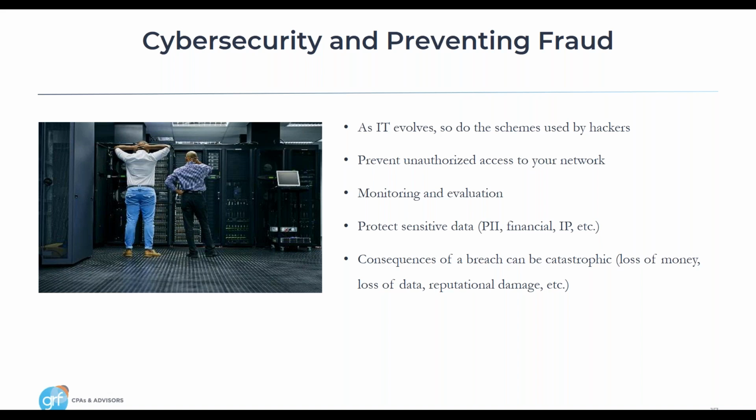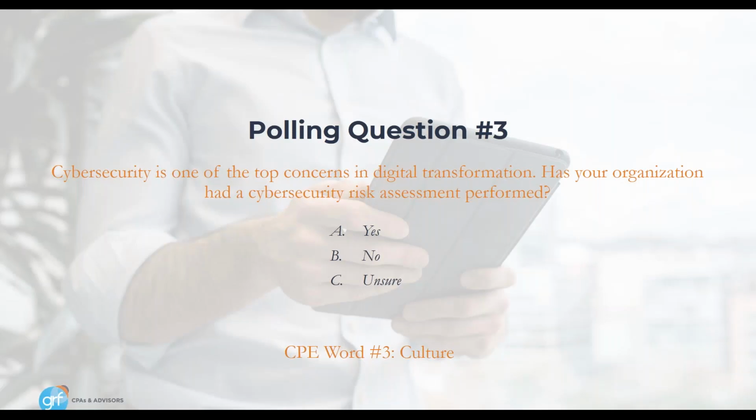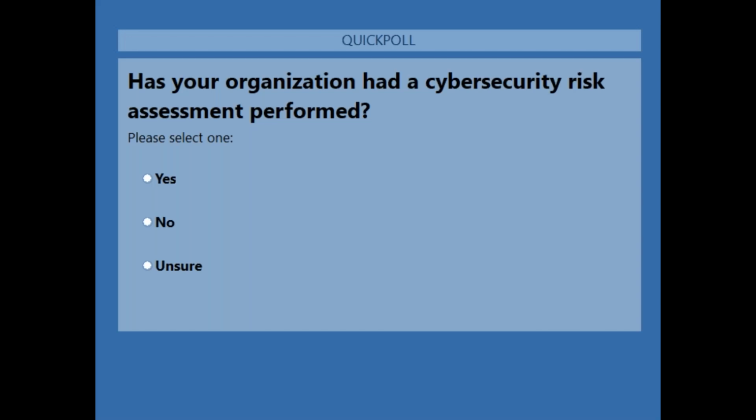So with that, we'll go with our third polling question. So yeah. Excellent. Thanks, Ricardo. Our third polling question is, cybersecurity is one of the top concerns in digital transformation. Has your organization had a cybersecurity risk assessment performed? Is it A for yes, B for no, or C for unsure? Once again, please take a moment to answer.